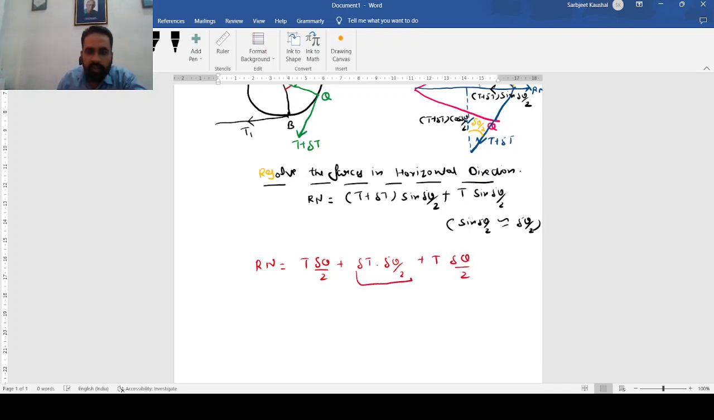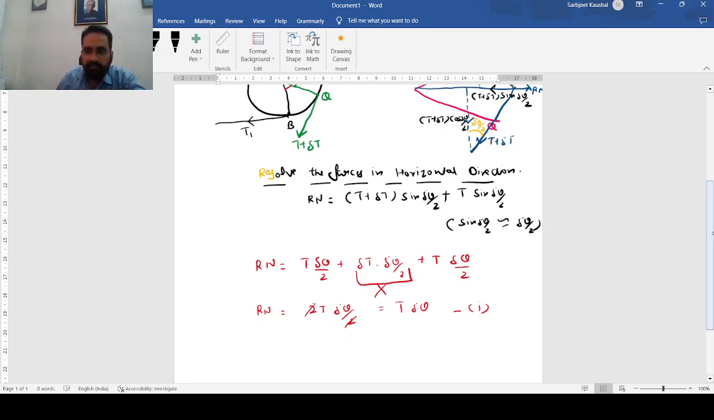Now, further, these both quantities are very small in nature. So, when we multiply them, they further result in very small quantities. So, we can neglect this value. So, we ultimately get 2T delta theta by 2, and T delta theta, because the 2 gets cancelled out. So this is our first equation in which the normal reaction Rn is equal to T delta theta.